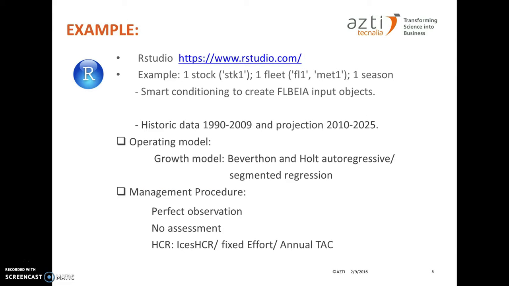I use RStudio to run a very simple example that you can download from the FLBeia webpage. I use smart conditioning to create FLBeia input objects, and I run a projection until 2025. The operating model has a growth model of Beverton and Holt autoregressive, but I show how to change it to a segmented regression. The management procedure assumes perfect observation and no assessment, and I test different harvest control rules: ICES harvest control rule, fixed effort, and annual TAC.